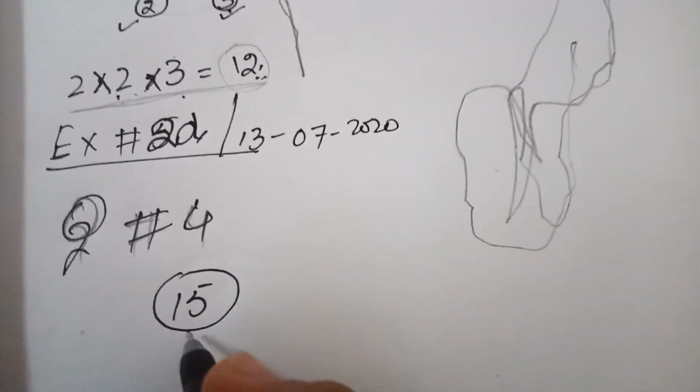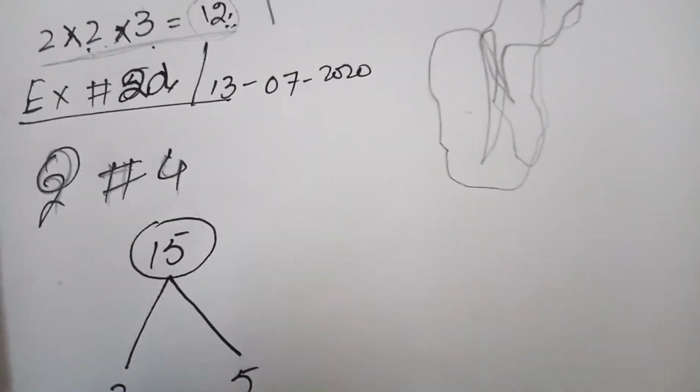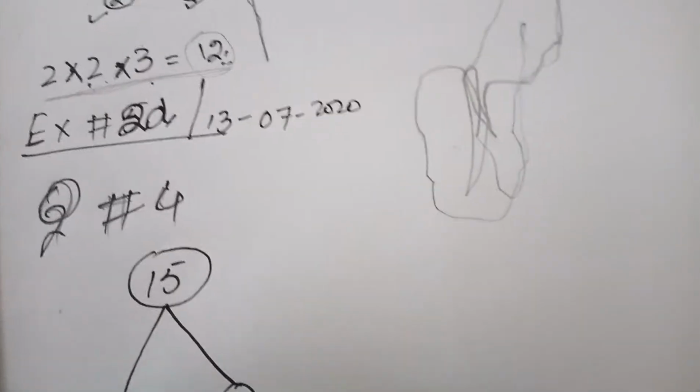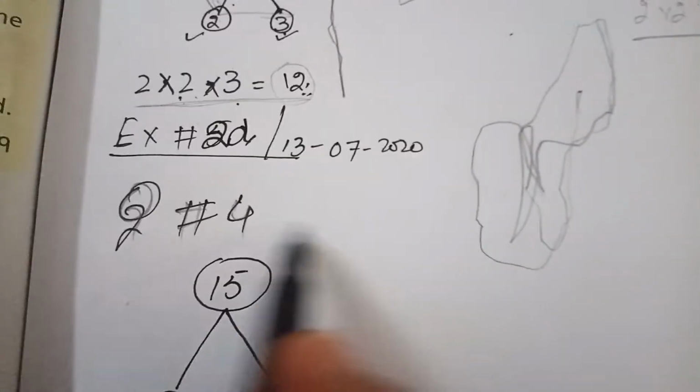Number 15. How many factors? 3 fives are 15. Clear? 3 cannot be further divided. 5 cannot be further divided. So these will be the factors of number 15.